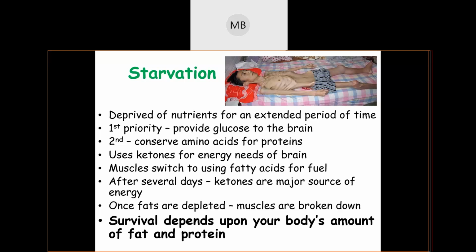Muscles are going to switch to using fatty acids for their fuel source, but after several days, ketones are going to be the major source of energy, and once your fats are depleted, your muscles will be broken down as well. At that point, your ability to survive would depend upon your body's amount of fat and protein. Right?